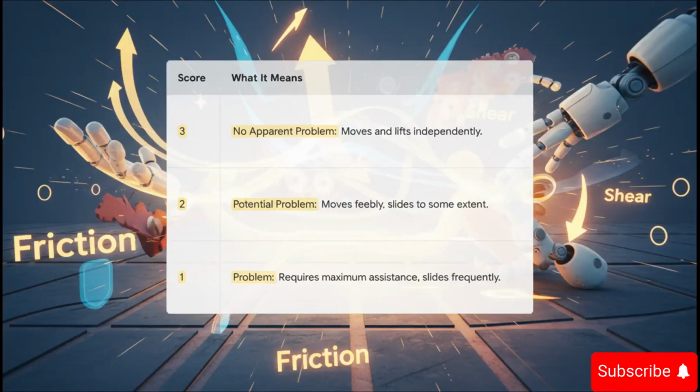And finally, our 6th clue, friction and shear. This just means the damage that happens when skin gets dragged against a surface, like when a patient slides down in bed. Now, pay attention here, because this category is scored a little differently. It only goes from 1 to 3. There's no 4. A patient who can lift themselves up completely when they move gets a 3 for no apparent problem. But someone who needs maximum help and slides every time, that's a huge problem, and they get a score of 1.